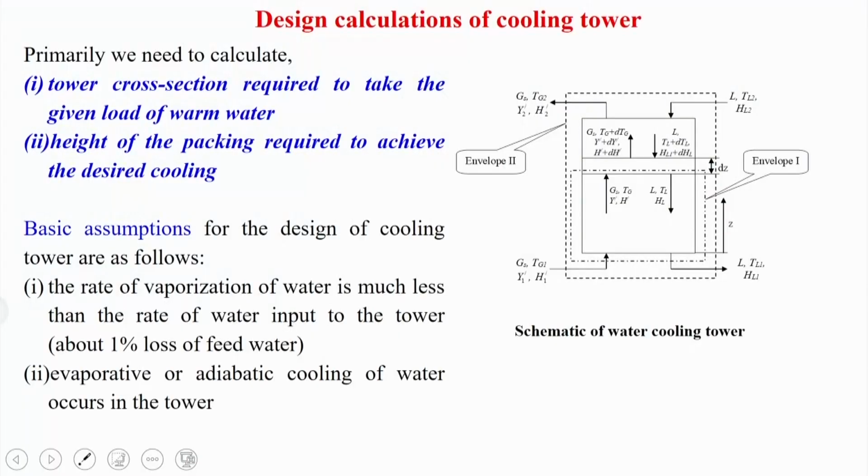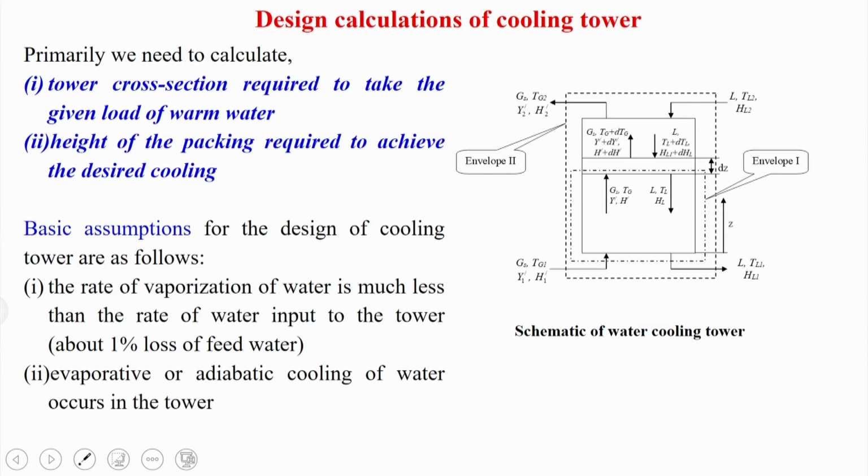Now, we will be discussing design calculations of cooling tower. Preliminarily, we need to calculate the tower cross section required to take the given load of this warm water, which will be fed from the top of this cooling tower, and the height of the packing material required to achieve the desired cooling. Means, what will be the final temperature of the cooled water.